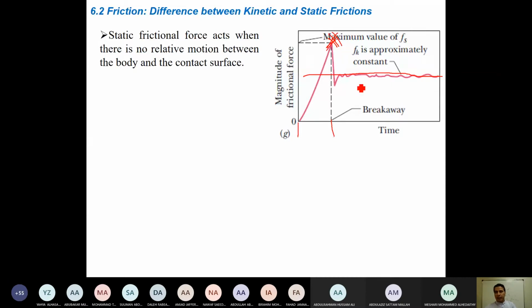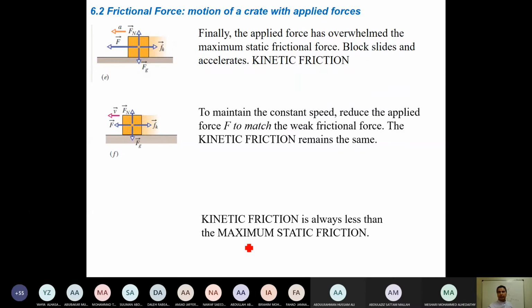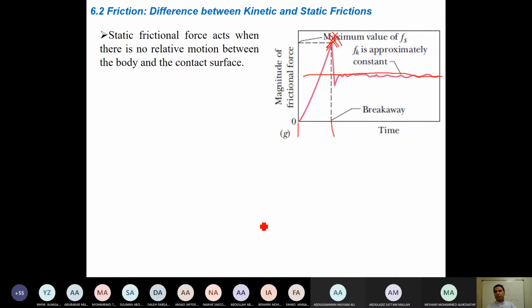So you see that the previous line which I mentioned here, the kinetic friction is always less than the maximum static friction. So the maximum static friction is up there. Okay, that's what I mean. This point is the maximum static friction. The rest is just called static friction, and the kinetic friction will always be less than that.